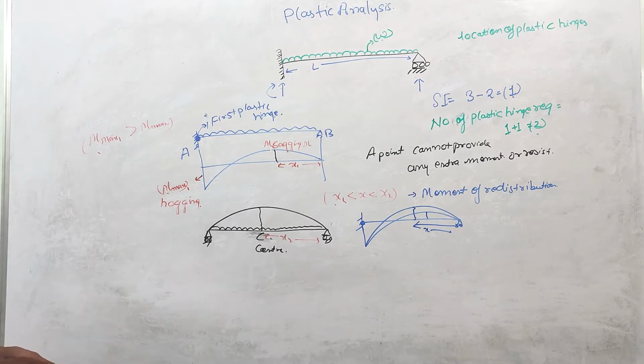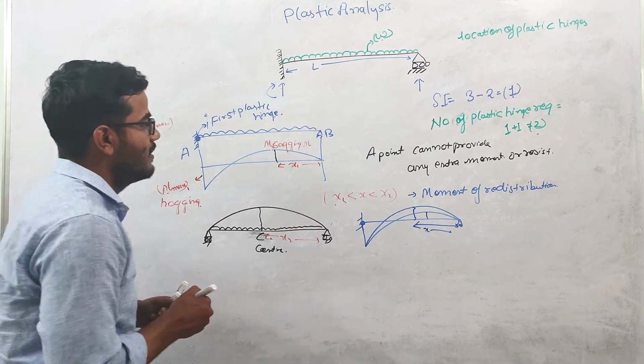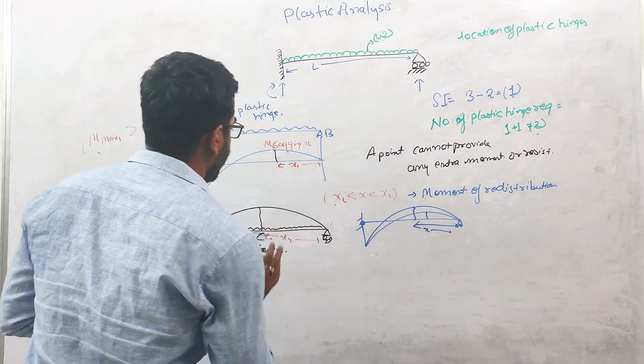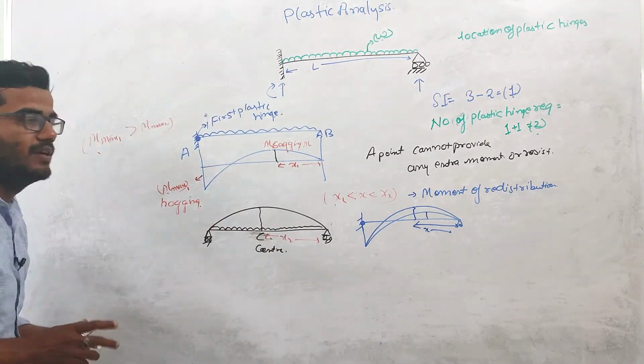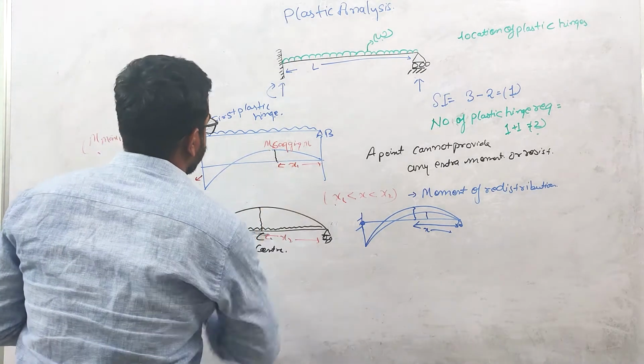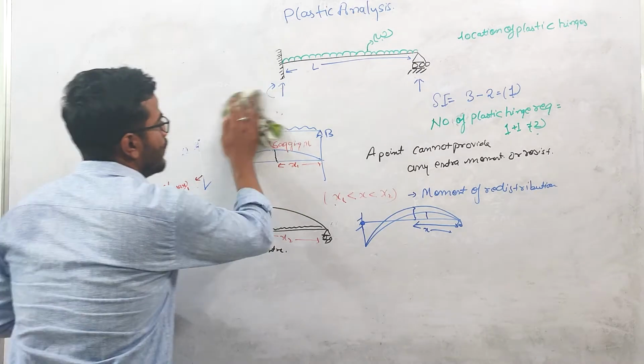This is basically due to moment redistribution, so we need to find the exact location of this plastic hinge. Why is it not forming at the center, and why is it not forming at this x1 distance? We have discussed that just now.